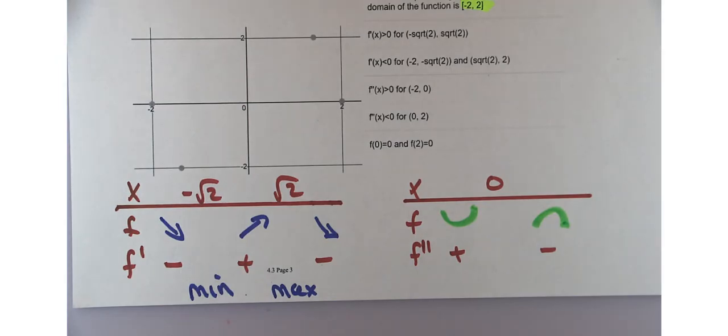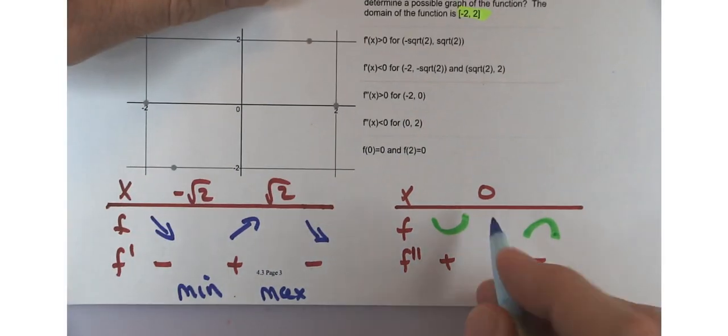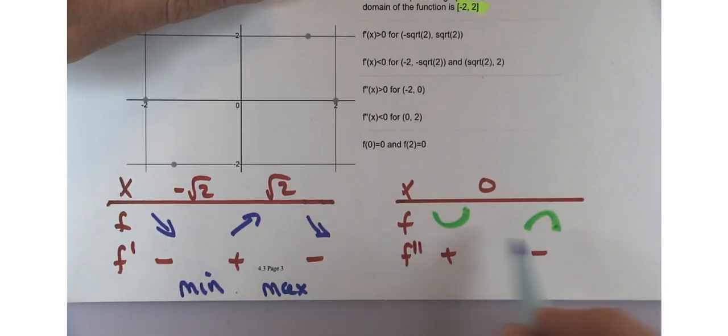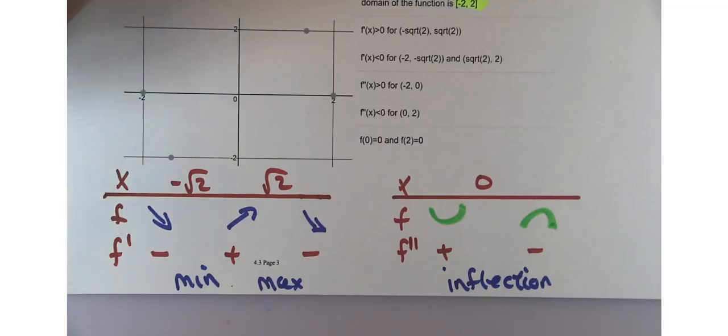Anika, how about at 0? What does it say about 0 if the second derivative is going from positive to negative? Yeah, it's an inflection point. Well done. Thank you. Now start trying to form a little picture in your mind while I look over at the link.